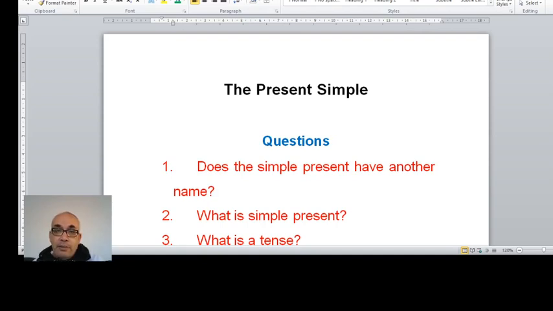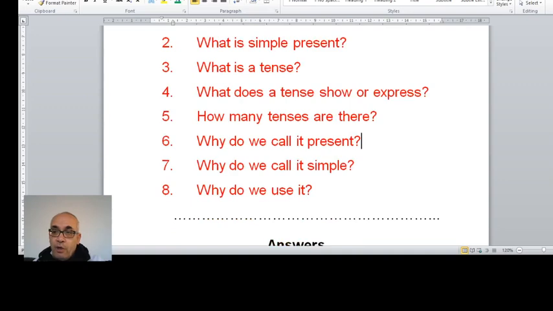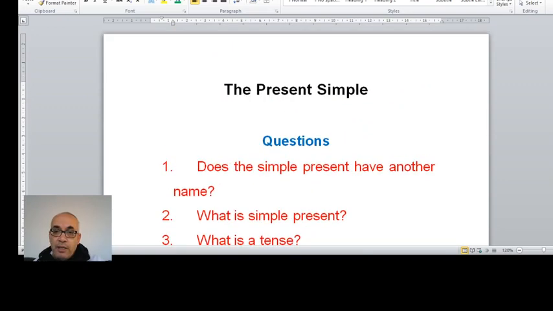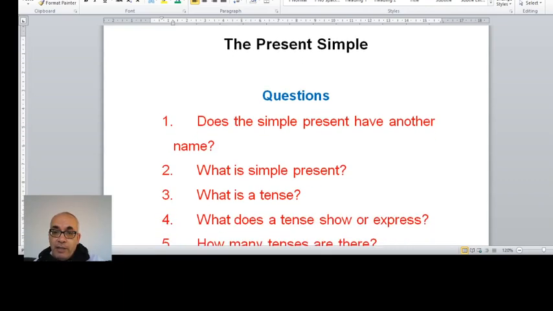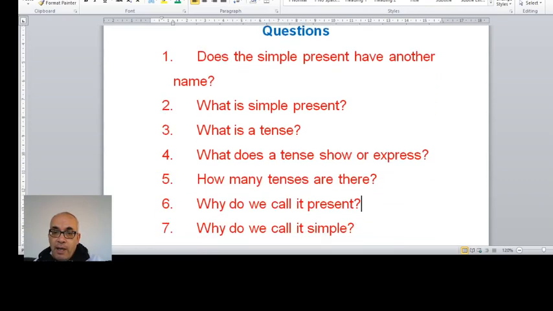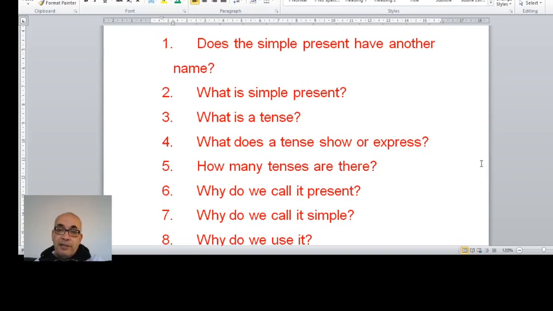Now, our lesson today is the present simple. I have got 8 questions for you as usual. I always put questions to help you think, because when you think about grammar, you learn it very quickly and easily, and you will not forget it. So I've got 8 questions for you about the present simple.